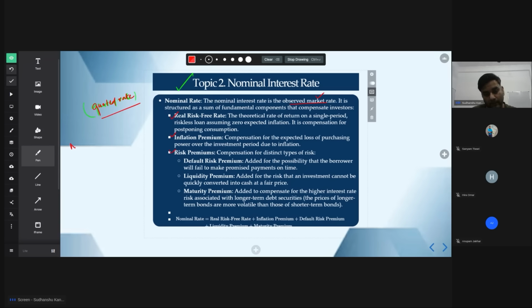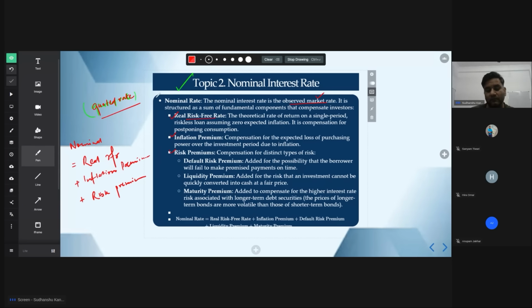So if I have to say nominal, please understand nominal is equal to your real risk-free rate. RFR is risk-free rate, guys. Plus inflation premium plus your risk premium. So nominal interest rate is a sum of three things, and we need to understand the three things, right? So first is your real risk-free rate.